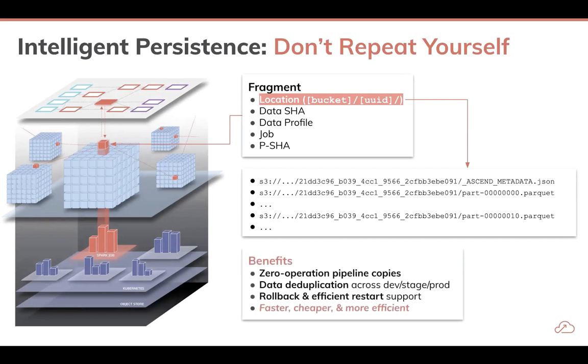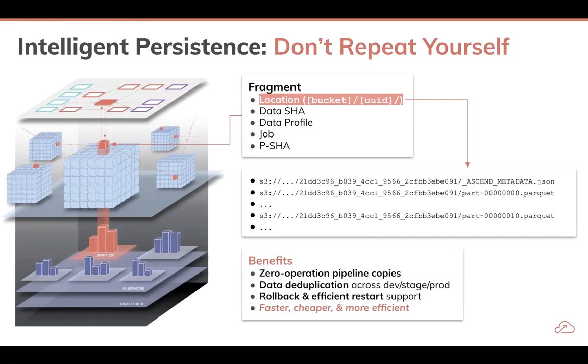First one is we have zero operation pipeline copies. If I copy a pipeline and I then try and rerun it or have it catch up, all of the same SHAs are there. The definition of that pipeline itself, it's still the same code running on the same pieces of data. And as a result, all that data already exists inside of my storage layer. So I don't have to actually do anything, any new work.